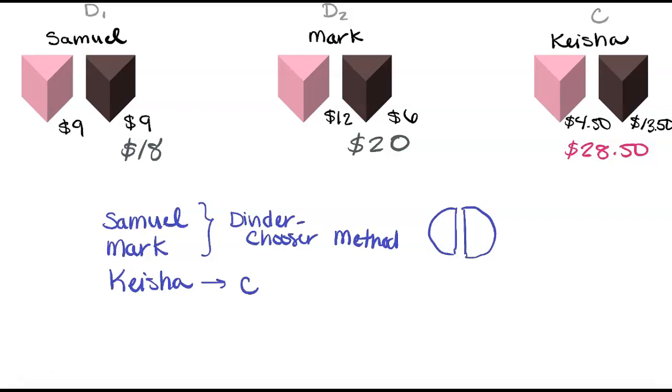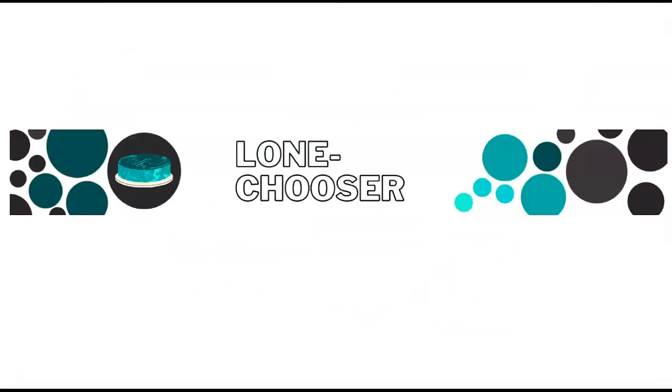Once it was divided into 2 halves, the 2 dividers, Samuel and Mark, each got to divide their portion into what they considered to be 3 equal portions, or into thirds. Now the designated chooser gets to come in and choose 1/3 from each player's divisions. The dividers then get to keep the other 2/3 from their half. And that's how the lone chooser method works for fair division.